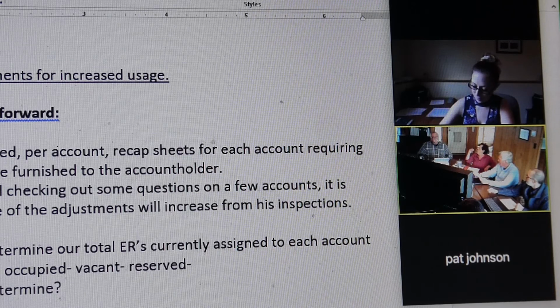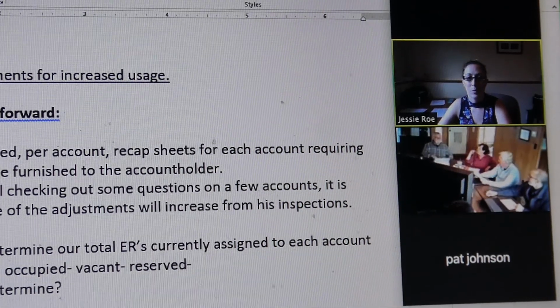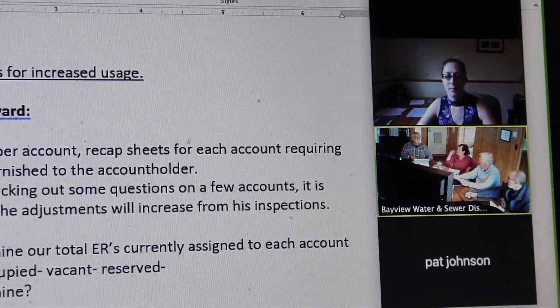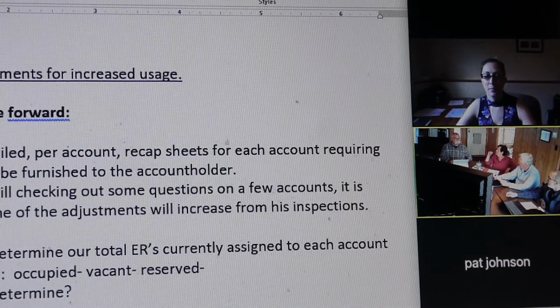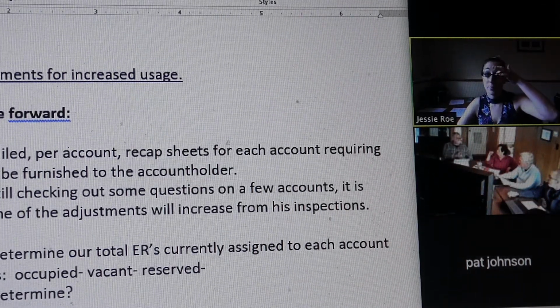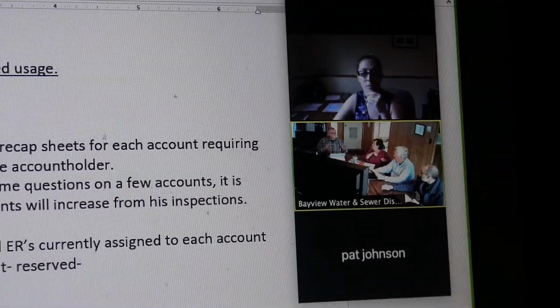Do we know how many hookups each of these customers is supposed to have? Yes. Do we know how many we're billing them for now? Yes. That seems like the biggest part of the equation, and a lot of the rest of it is going to be field work. Exactly. I just wanted to make sure we're not missing something. Yes, and we can do that.